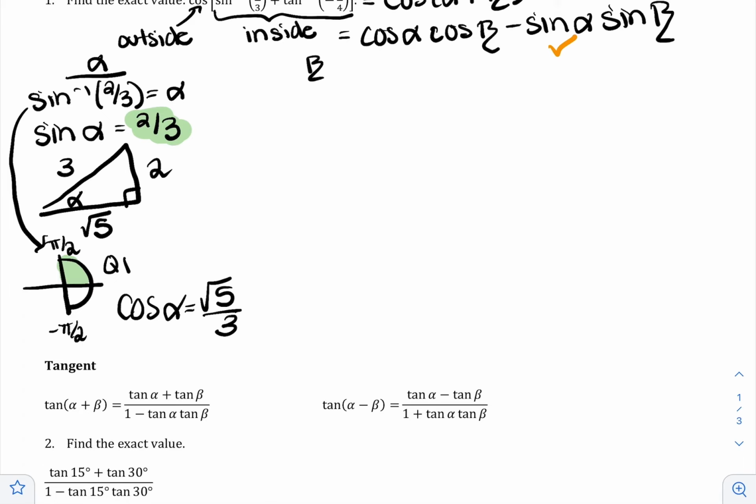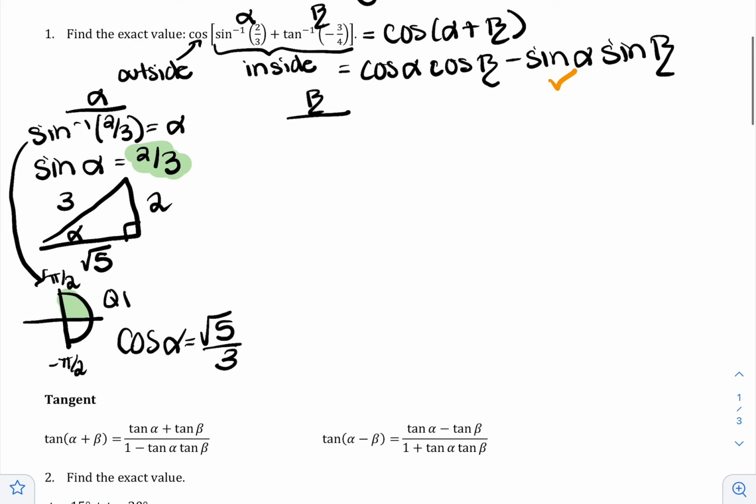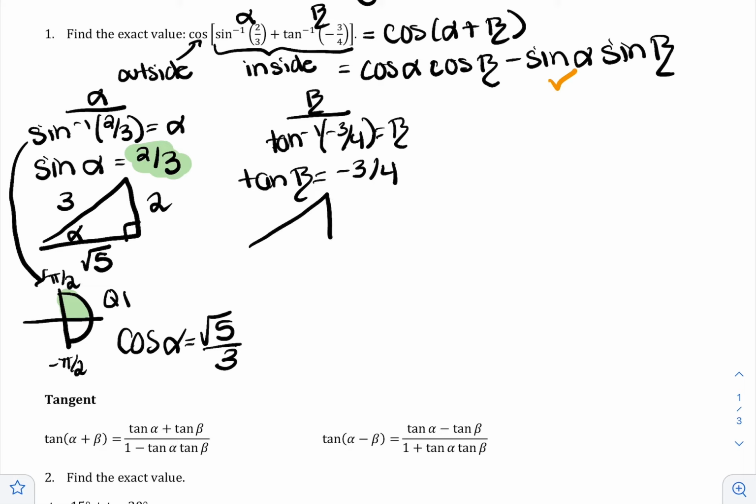Okay, now I'm going to look at beta. So I have tangent inverse of negative 3/4 is equal to beta, which means that the tangent of beta is a negative 3/4. Okay, I can draw my triangle. Here's beta, opposite over adjacent. The hypotenuse will be 5. Tangent inverse has almost the same restriction as sine, except it doesn't include the axis angles. But because this is a negative ratio, it's going to have to be quadrant 4, because quadrant 4 is where tangent is negative, and in quadrant 1, tangent is positive. So I am in quadrant 4.